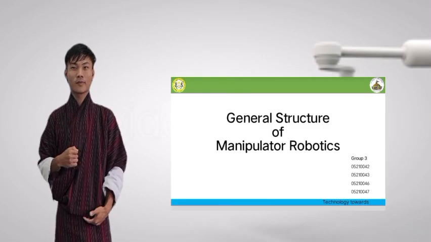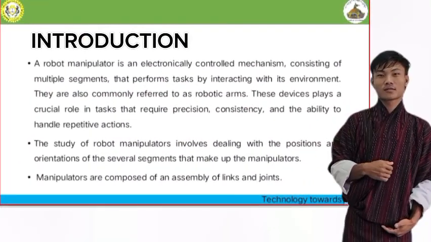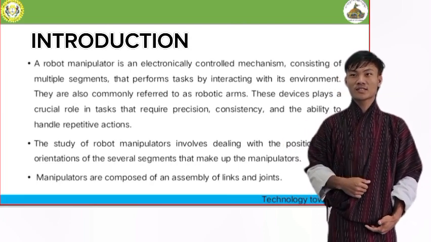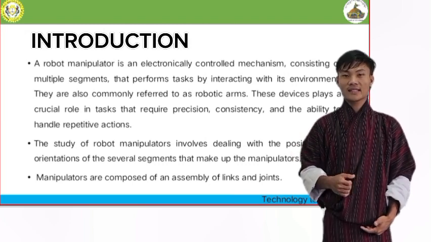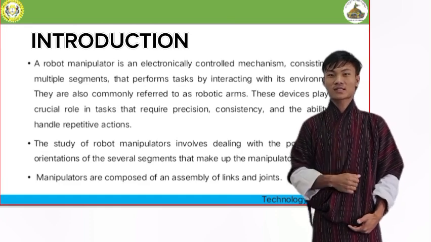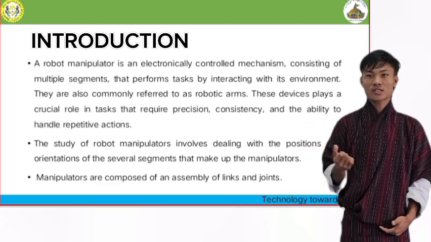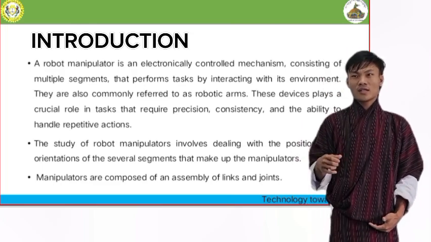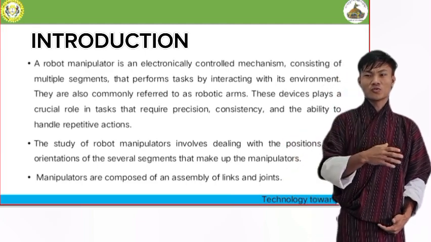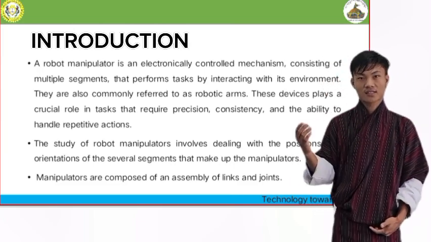Hello everyone, I on behalf of Group 3 would like to brief you about the introduction of robotic manipulator. So, a robot manipulator is an electronically controlled mechanism consisting of multiple segments that performs tasks by interacting with its environment. They are also commonly referred to as robotic arms. So, it means that a robotic manipulator is like a robotic arm that can move parts around to do different jobs. It is controlled by electronics and has several segments or pieces.